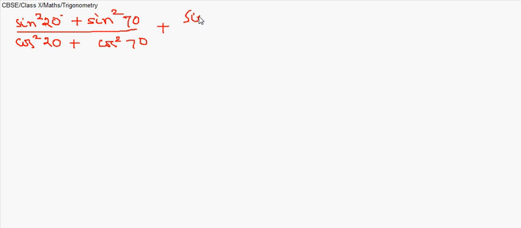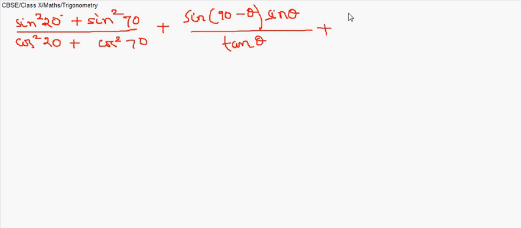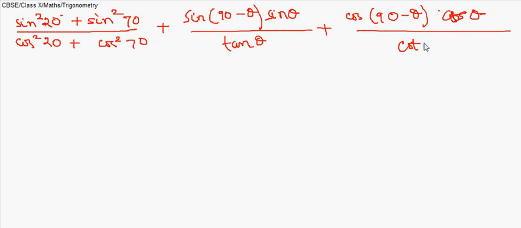sine 90 minus theta into sine theta by tan theta plus cos 90 minus theta. God, too long a question for me to write. By cot theta. We have to find the value of this. Now in the left hand side, I continue here with the solution.